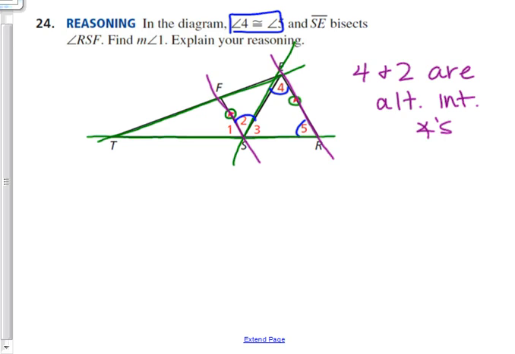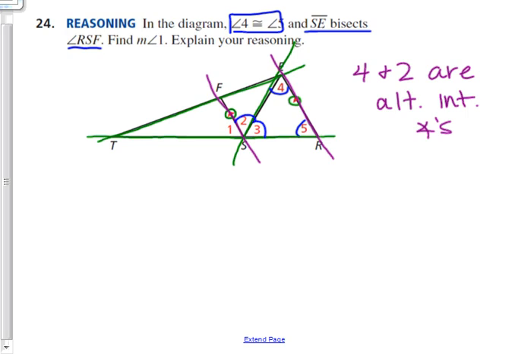Now in the directions, it also said that segment SE bisects RSF. So RSF is angle 3. And so, RSF is 2 and 3 put together. So if SE is an angle bisector, that means that it cuts right in between 2 and 3, breaking it right in half. So 2 and 3 have to be the same measure. So 2 and 3 are congruent.